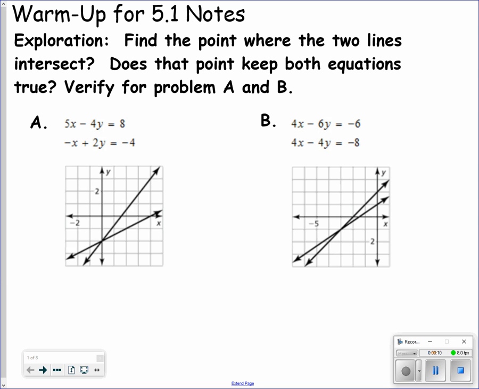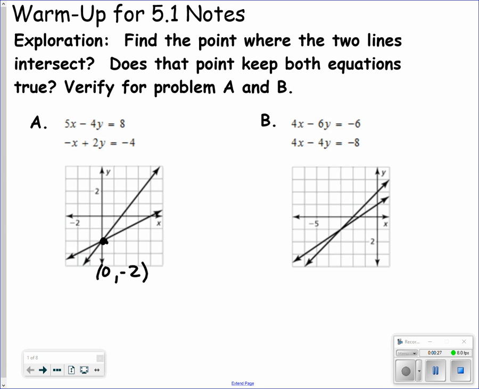A little bit of exploration, and obviously sometimes we would have this be more of a partner activity, but find the point where the two lines intersect. So I'm looking at this picture, and I'm seeing where the two lines are actually going to cross. And so these two cross at the point (0, -2).